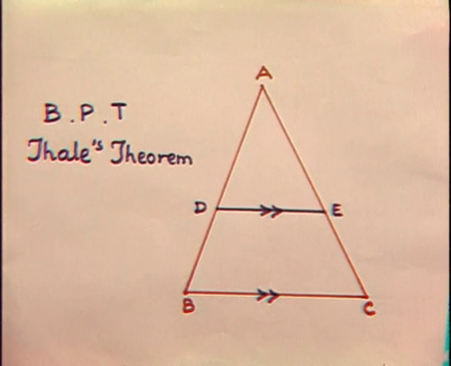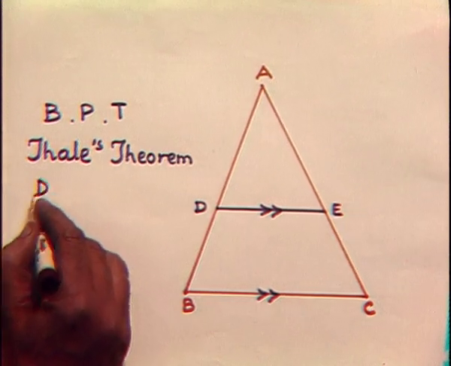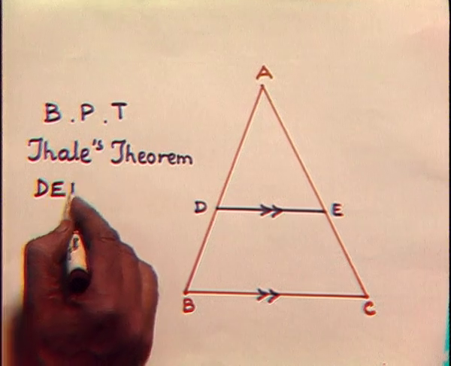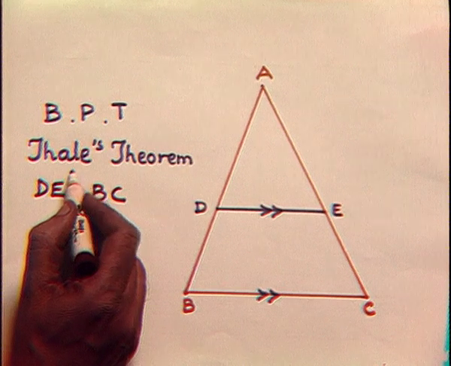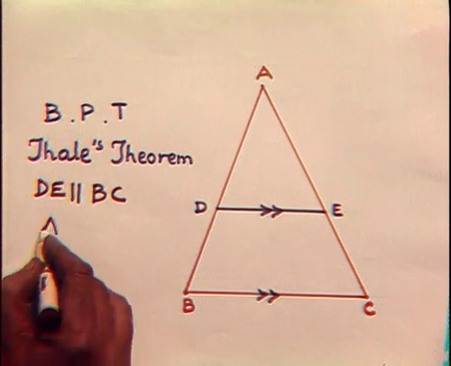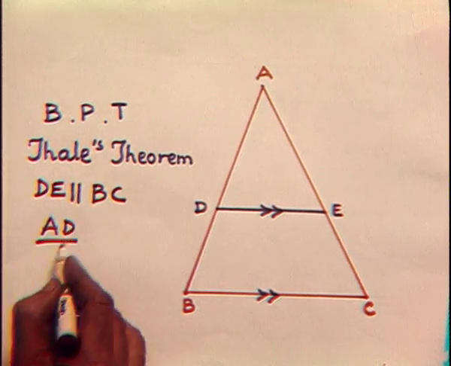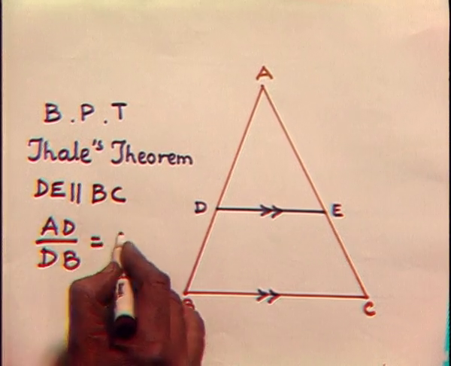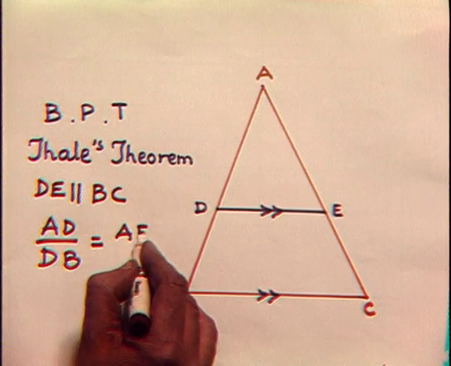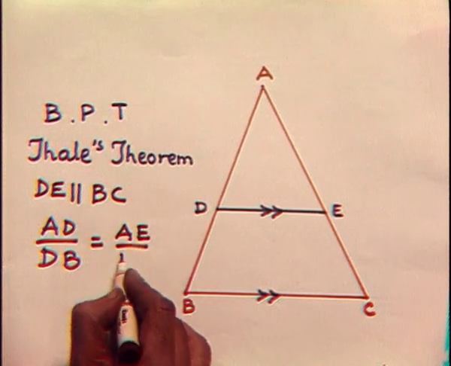Now here DE is parallel to BC. So according to Thales' theorem, AD upon DB will be equal to AE upon EC.